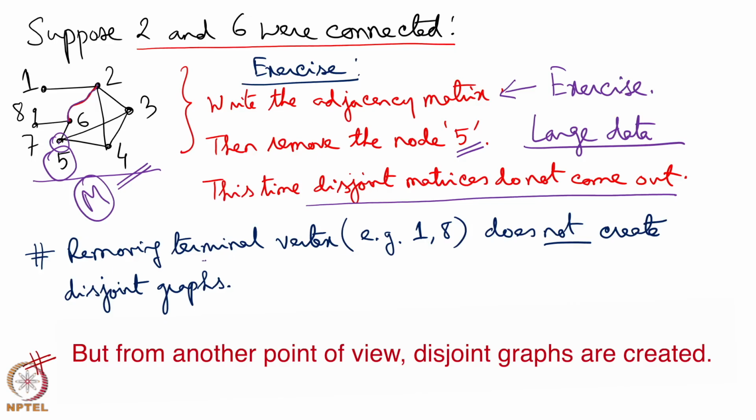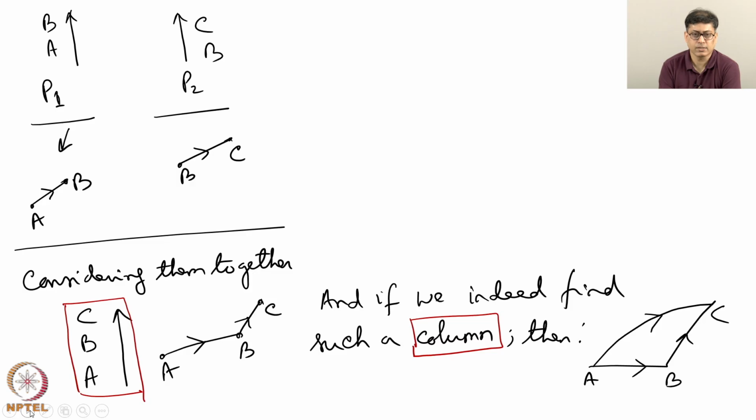Note that if we remove the terminal vertices, for example 1 or 8, here is 8 and here is 1, from the graph, we can clearly see that we are not creating two disjoint sets of vertices or two disjoint graphs. Just brushing up what has been done earlier in different ways possible, so that things become clear.